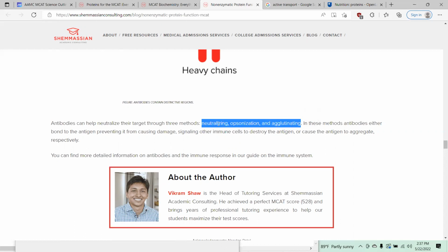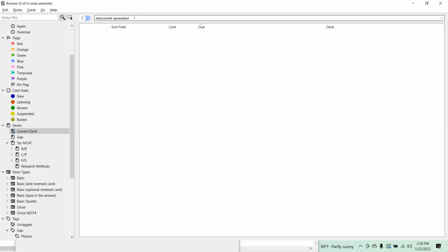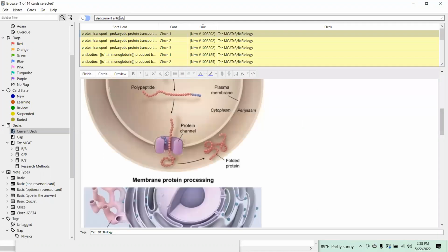Neutralizing, I'm not sure what neutralizing is. Maybe it prevents its... let's see, opsonization. Oh, opsonization, I don't have a slide on that. Antibodies, yeah.